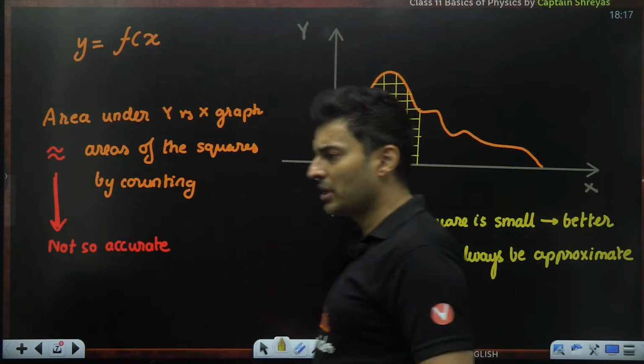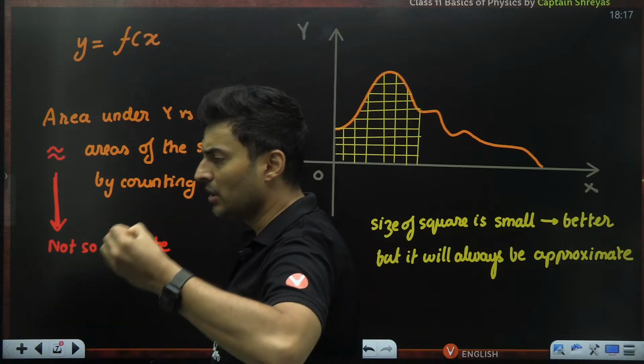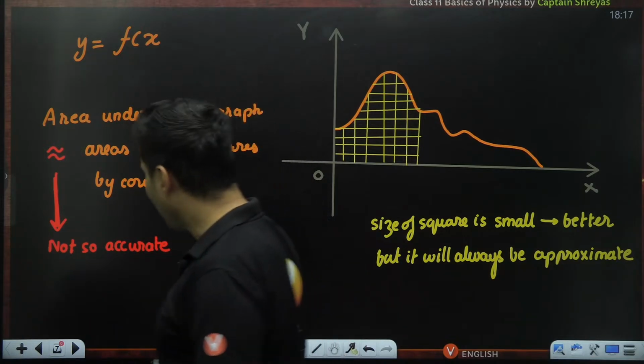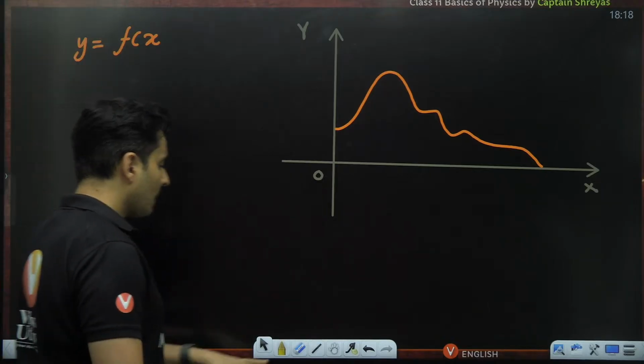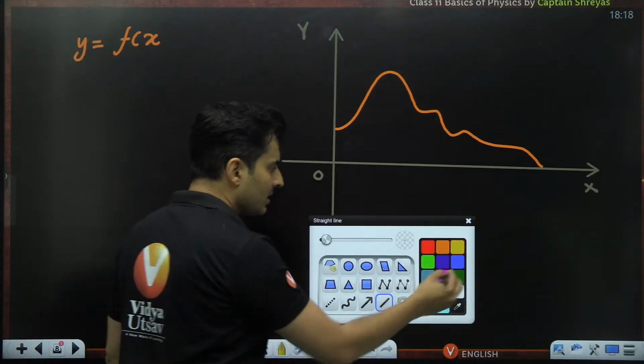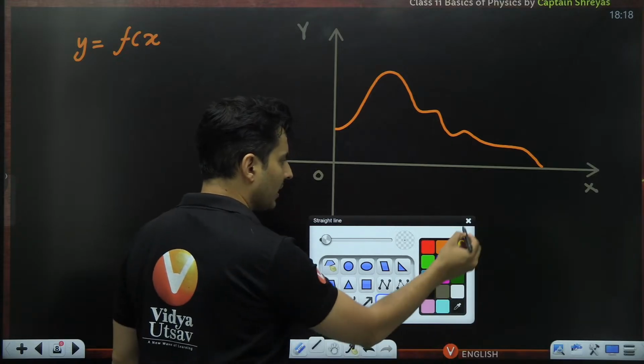Yes, very close to the answer. Can we get to the exact answer somehow? The answer to that is yes. But how do we do that? So the idea comes like this. Say, for example, here is what I do.